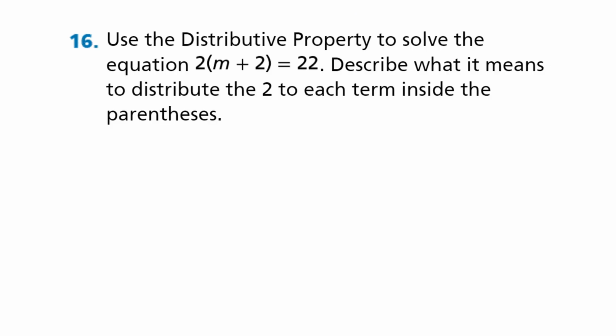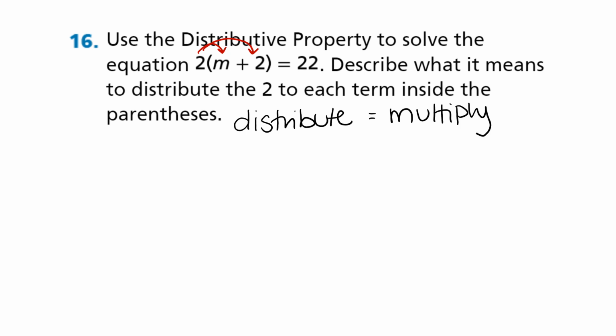For number 16, we're going to use the distributive property to solve the equation. Describe what it means to distribute the 2 to each term inside the parentheses. So to distribute means to multiply. So when we multiply our parentheses, we end up with 2m, and then 2 times 2 would give us a value of 4.